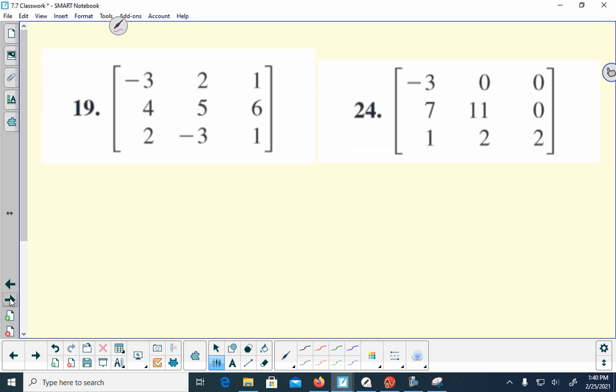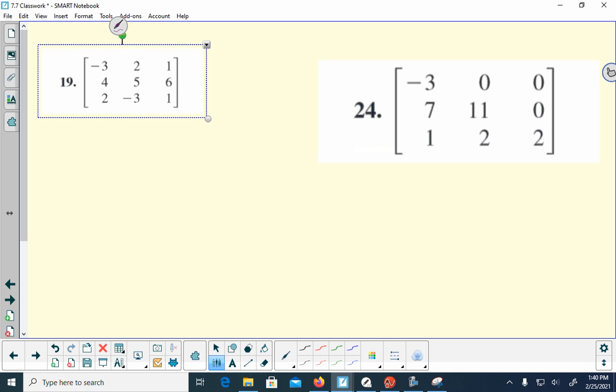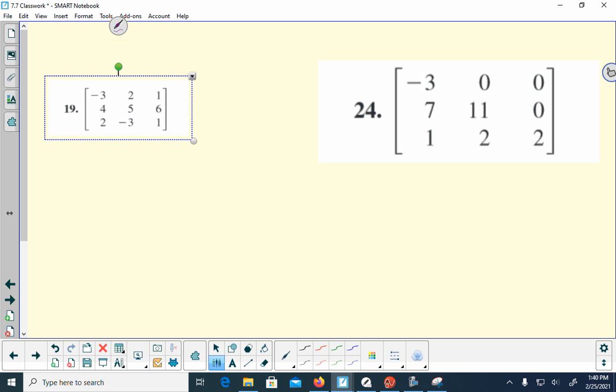Numbers 19 and 24, this is where the book is telling you to find the determinant by expanding, and it gives you a row and a column, row 1 and column 2. We're not following those directions. There's a whole other way to find determinants that we're not going to go over. We're just going to do the loops. The loops work for 3 by 3s. They do not work for 4 by 4s. So we're just going to stick with the 2 by 2s and the 3 by 3s.